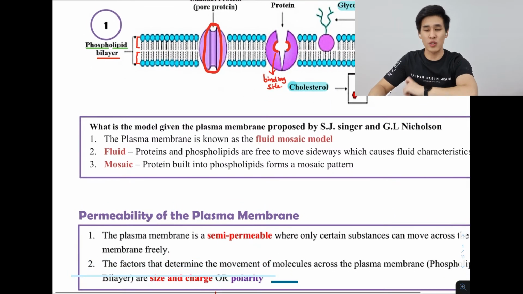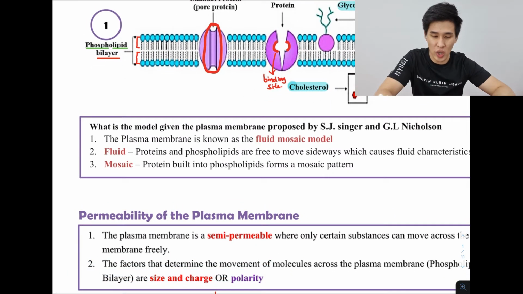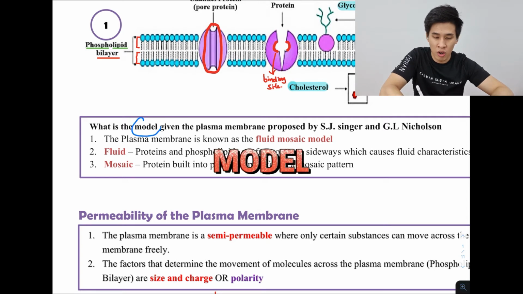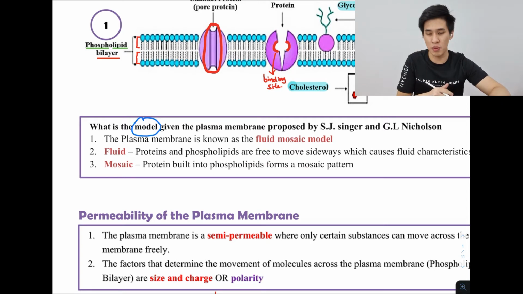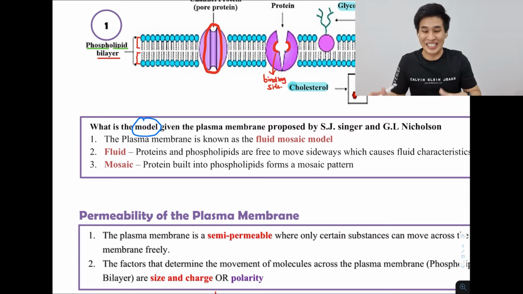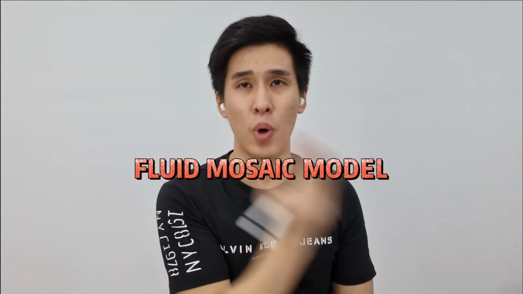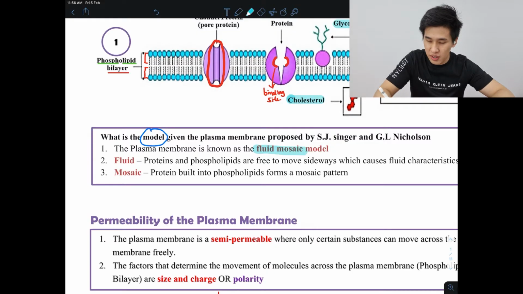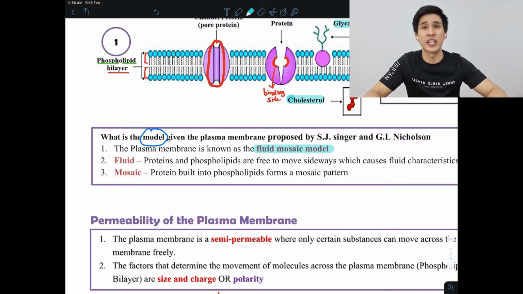Questions will always like to ask this as well, which is, what is the model given to the plasma membrane proposed by these two scientists, Singer and Nicolson? These two scientists' names are not important. All you need to know is that they give a nickname to our plasma membrane, which is known as the fluid mosaic model. There's only one name for that, one answer for that.